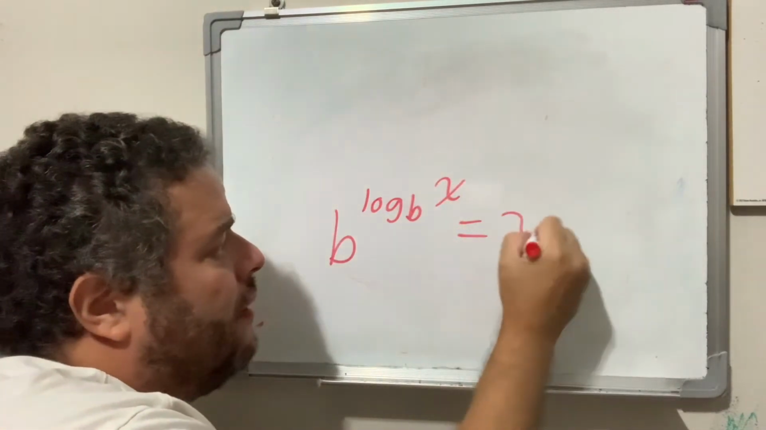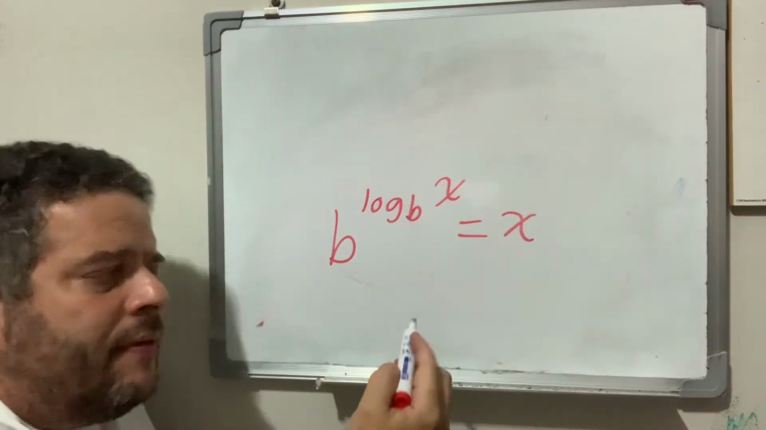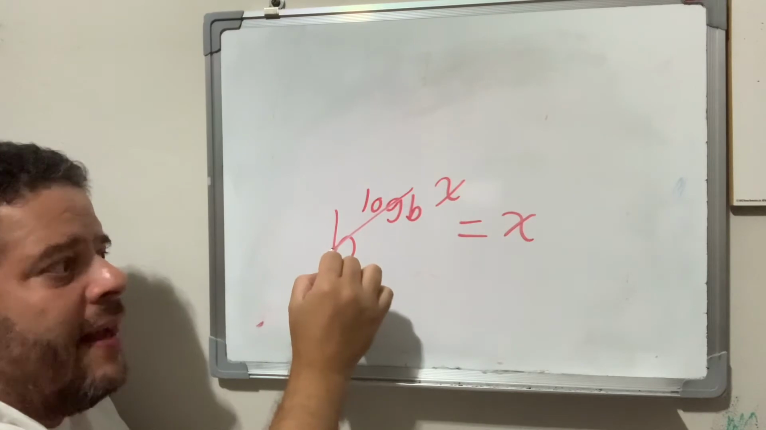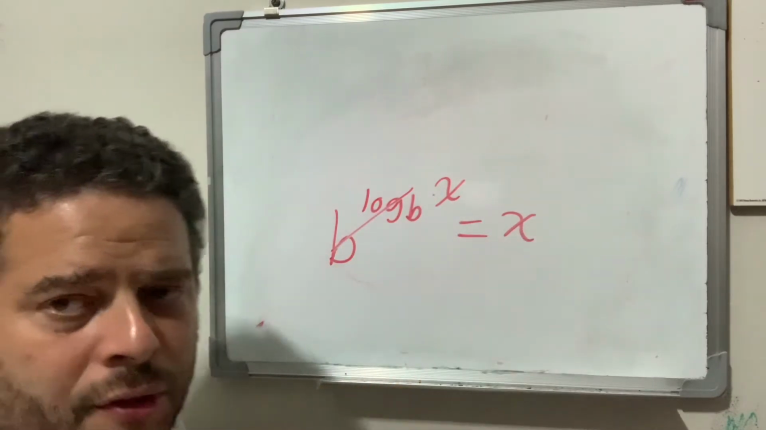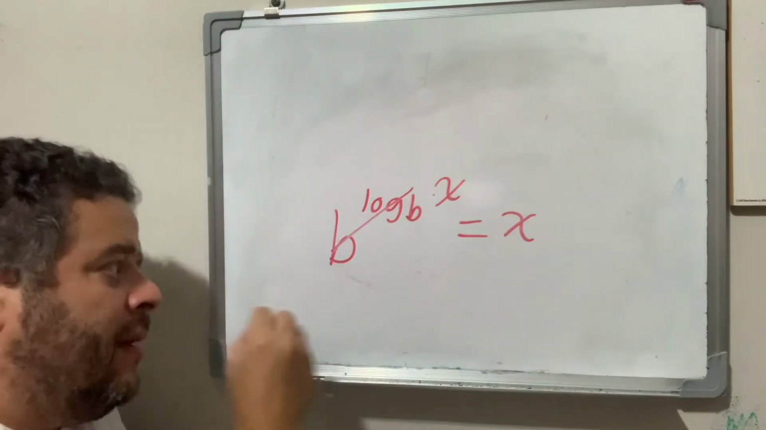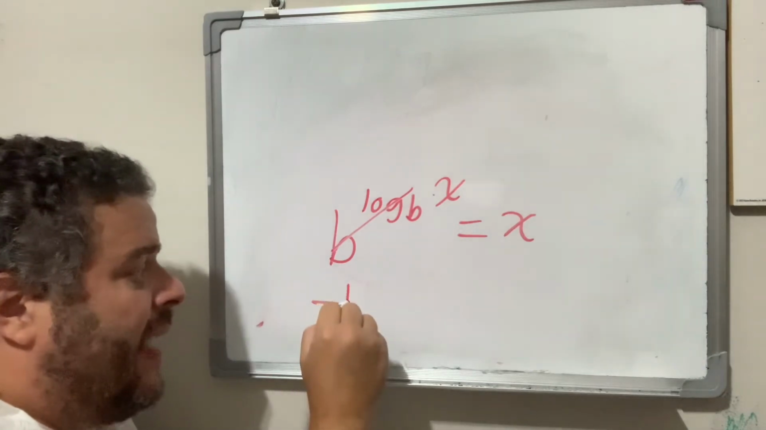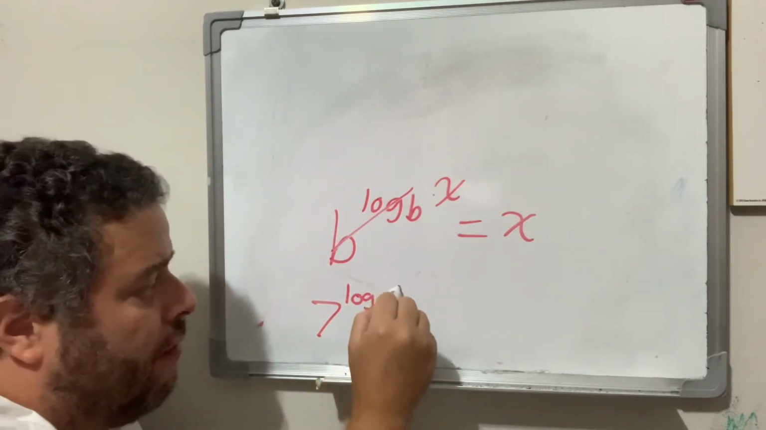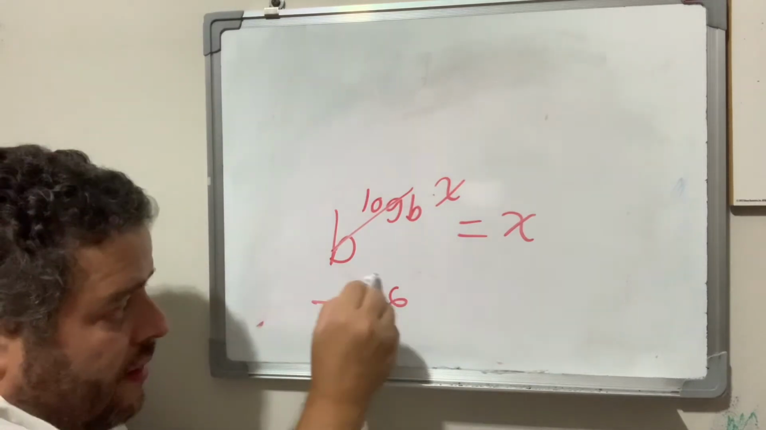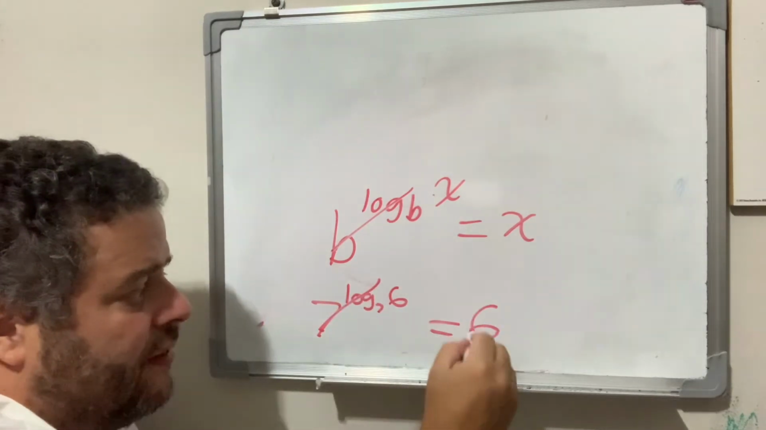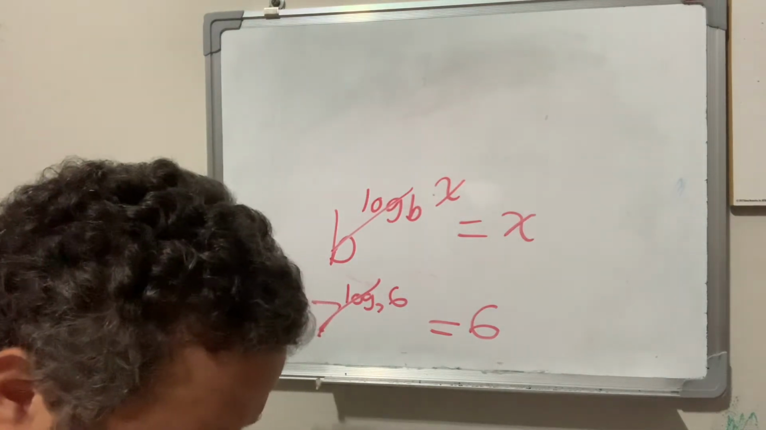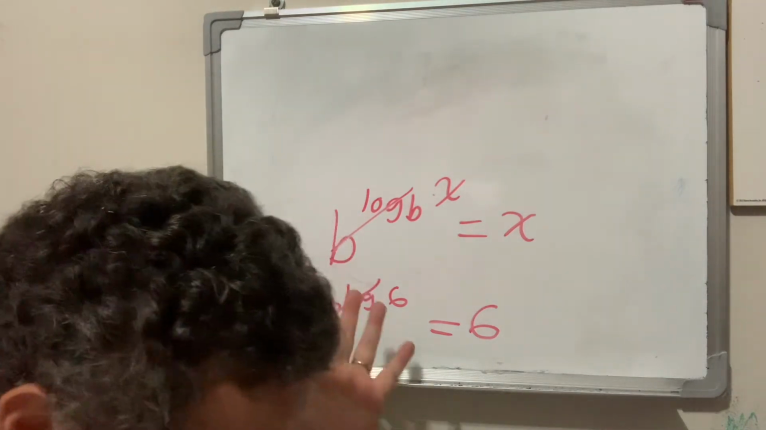And here, the exact same thing happens. If the base of the log is identical to the base, these two cancel out and the value is x. So for example, if I have 7 and as an exponent log base 7 of 6, these two cancel out and the answer would be 6. So that's it for the key concepts.